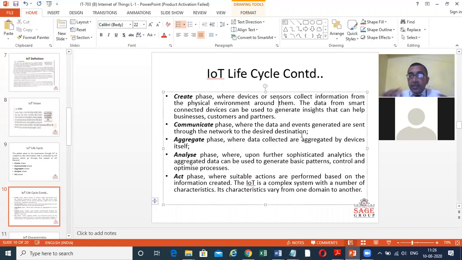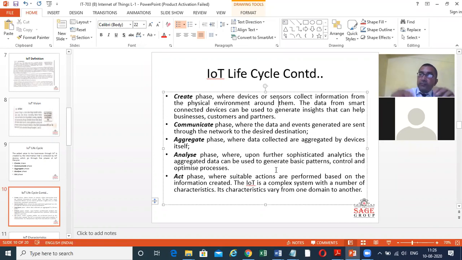What is the aggregate? Aggregate phase means where data collected are aggregated by the device itself. That is the aggregate. Next is the analysis phase, where further analysis is done on the aggregated data. But what we want, we will do in the cloud server.